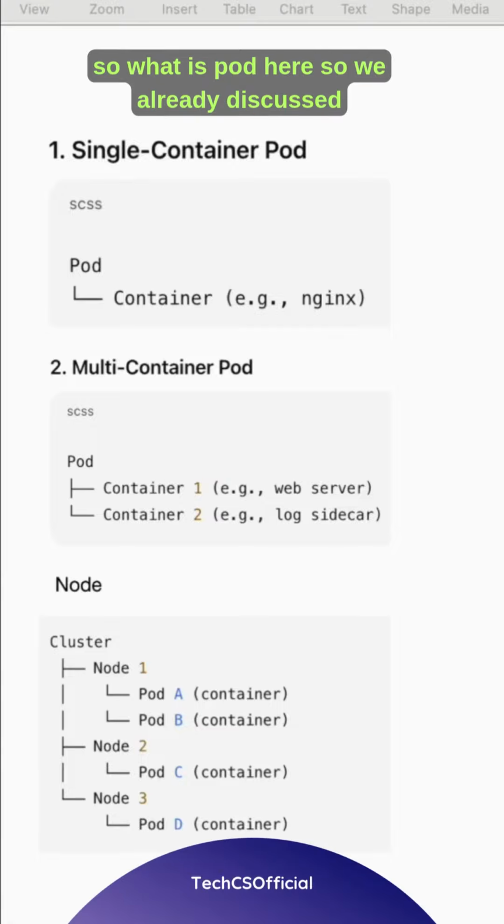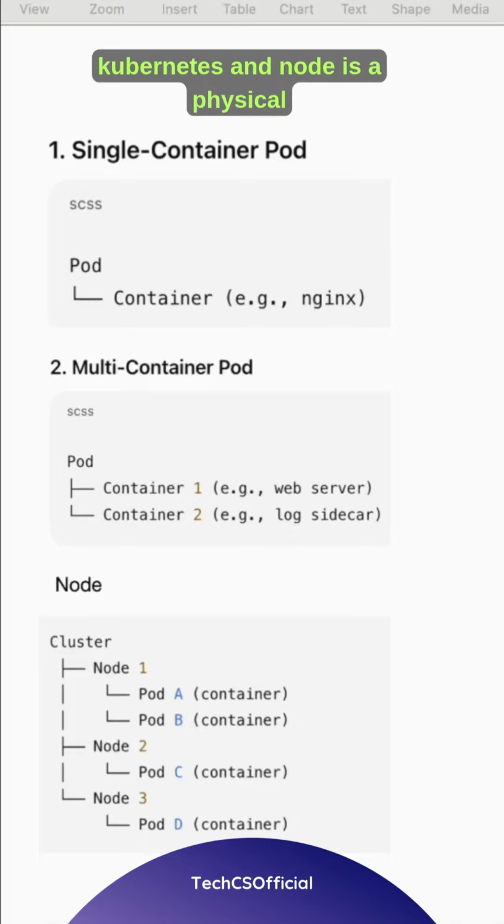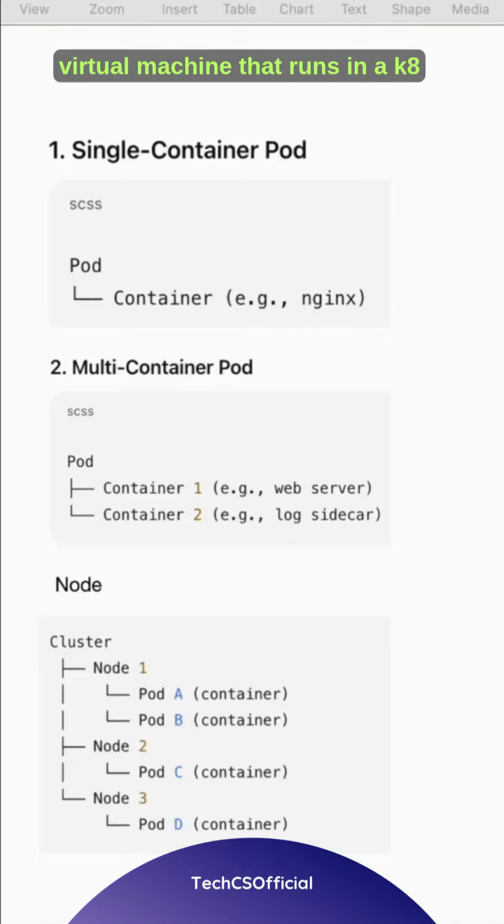So we already discussed pod is a basic execution unit in Kubernetes, and node is a physical or virtual machine that runs in a K8 cluster, which is responsible for running application workloads.